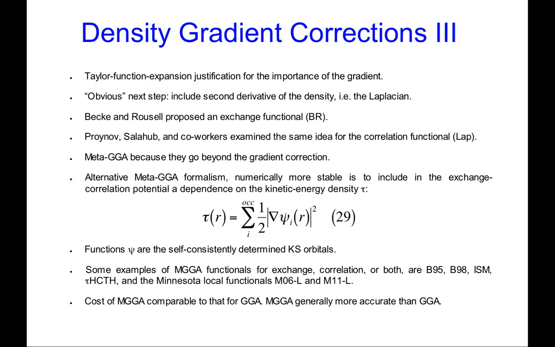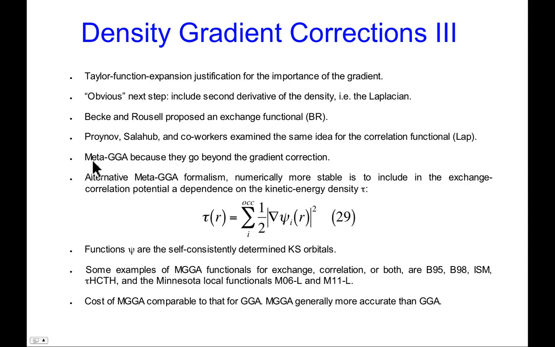So what comes next? Well, we're going to look at a few things that come next, but let's just think about a logical next step. If you see improvement when you go from just the density to the density plus the gradient of the density, the obvious next step is to include the second derivative of the density. That would be the Laplacian of the density. And so Becke and Roussel actually proposed such an exchange functional early on. They called it BR. And Proynov, Salahub, and co-workers did something similar with correlation, and they called that LAP for Laplacian.